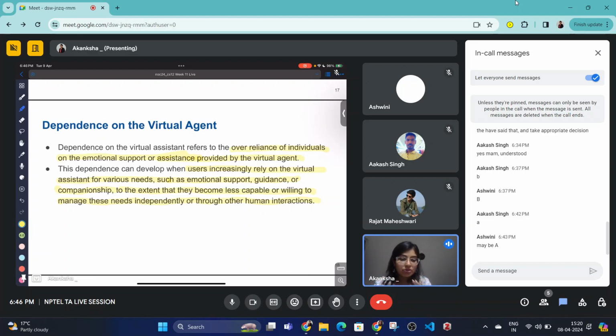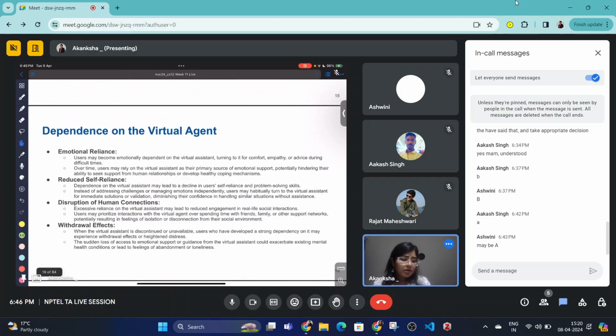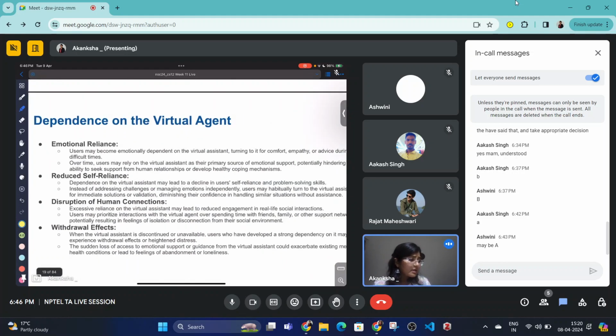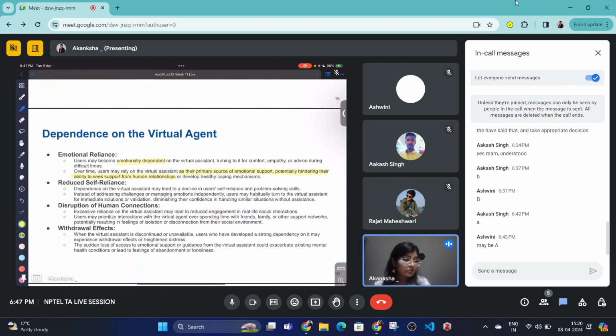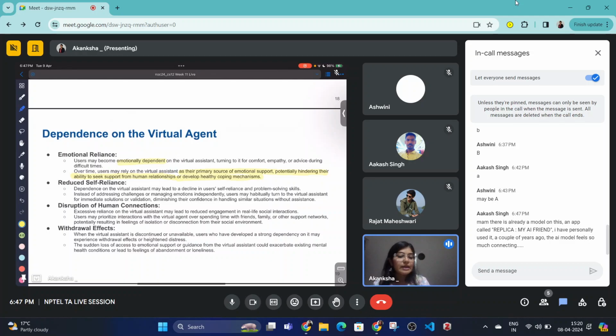Although that is not an emotional aspect, dependency has increased, right? And now if I'm frustrated, I don't want to seek a human's help. I can't manage these things independently, we are so dependent on ChatGPT. So that is the same thing happening here. These are some points. It can cause emotional reliance. Emotionally, users may become dependent on the virtual assistant, turning to it for comfort, empathy, and advice during difficult times. Over time, users may rely on a virtual assistant as the primary source of emotional support, hindering their ability to seek support from human relationships or develop healthy coping mechanisms. I'll just go to that agent, please tell me what to do. So I'm not even trying myself.